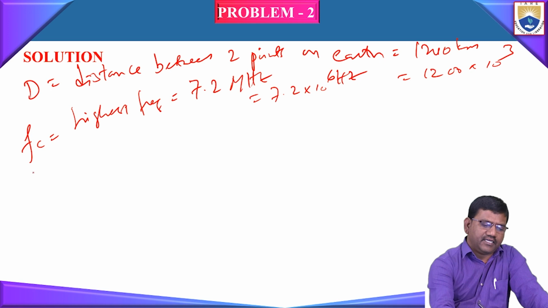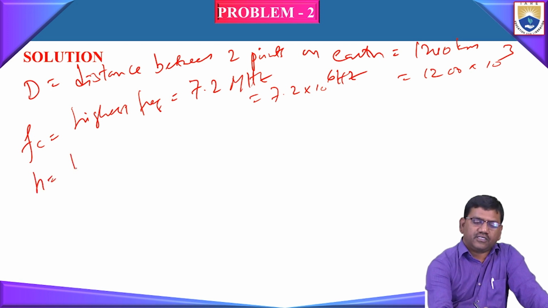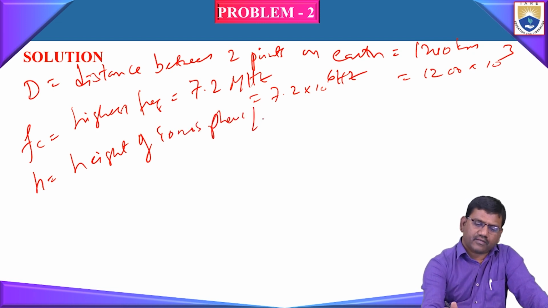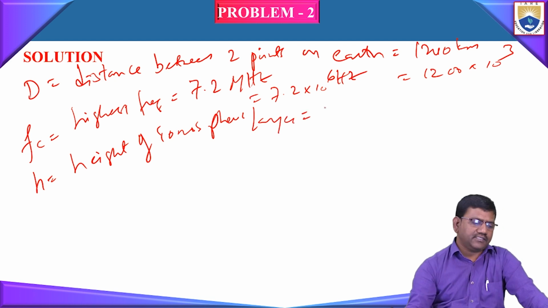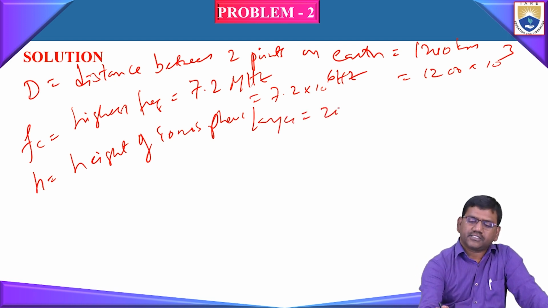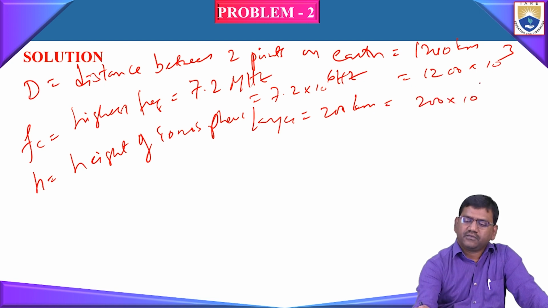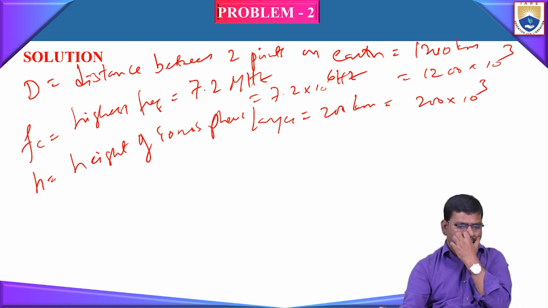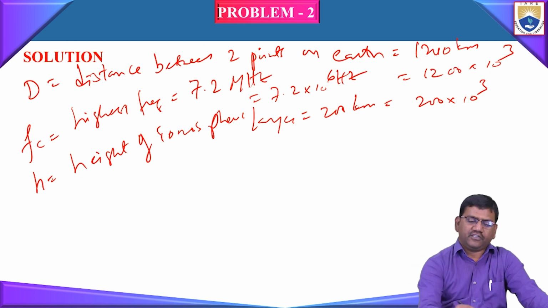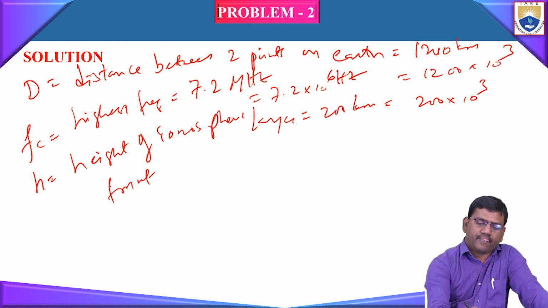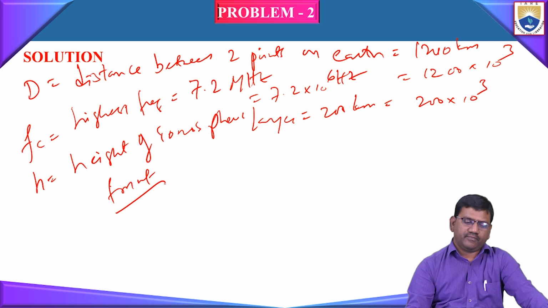And similarly, we can write H. H represents what? It is the height of the ionospheric region. It is the height of the ionospheric layer. It is given as 200 kilometers. So what is 200 kilometers? We can write it as 200 into 10 power 3 here. Now from this data, we need to find out the value of F MUF here.